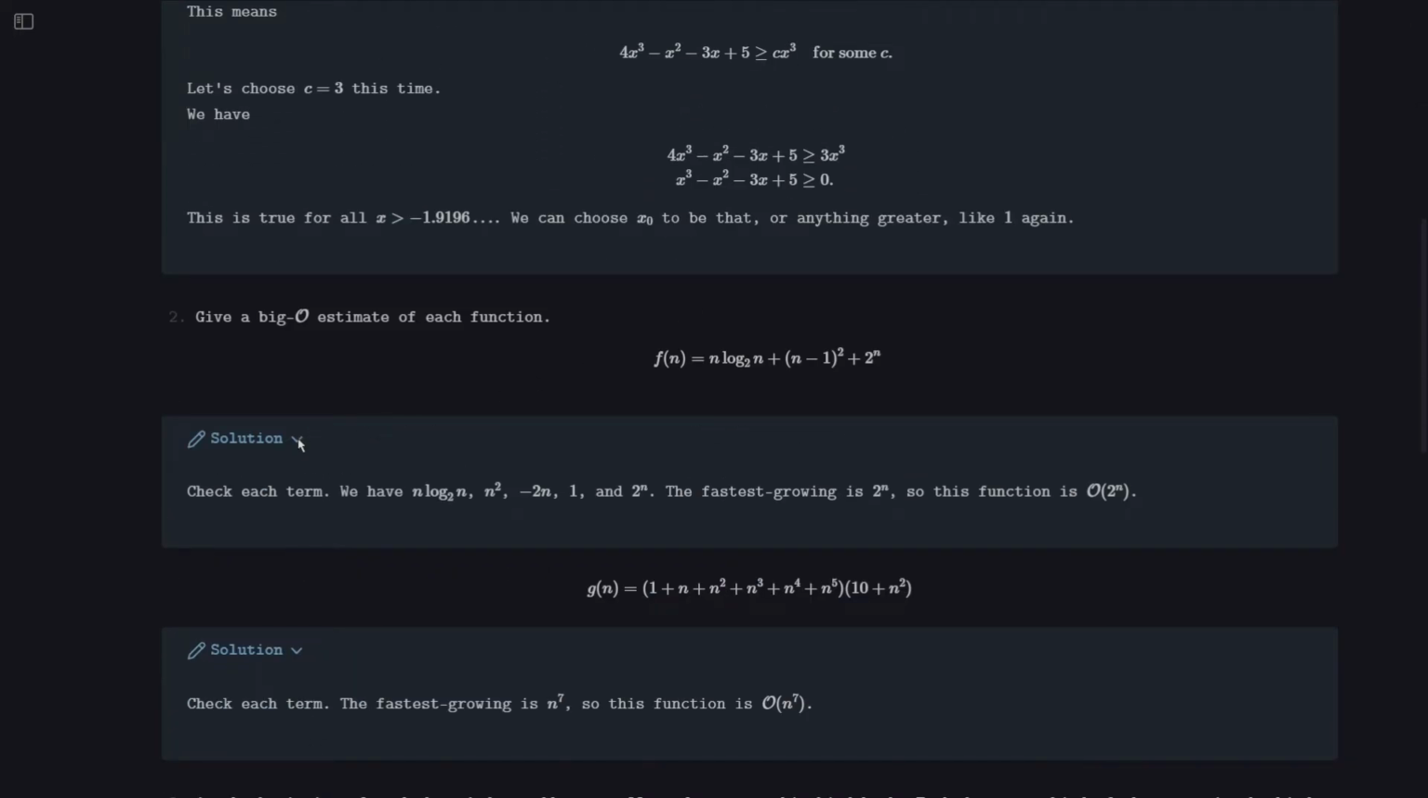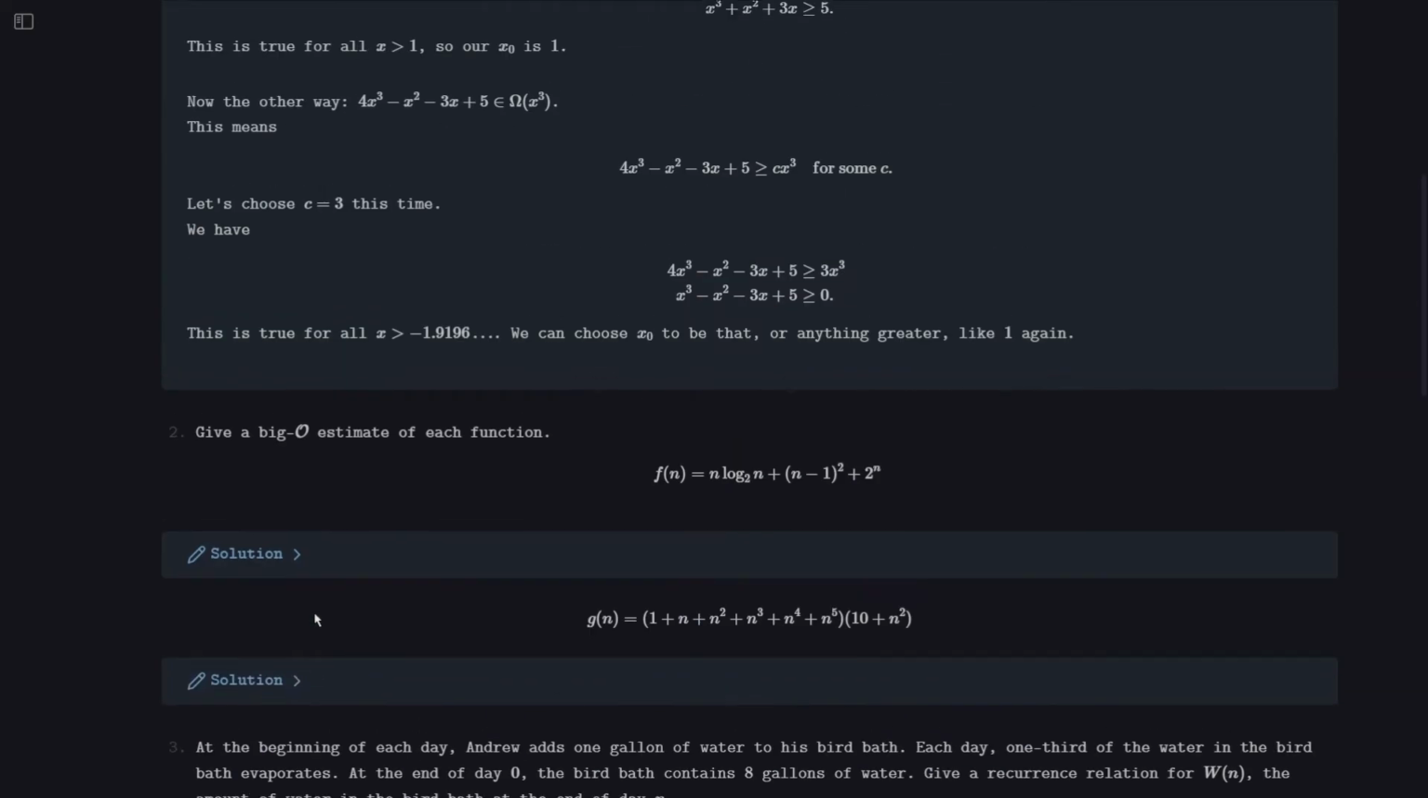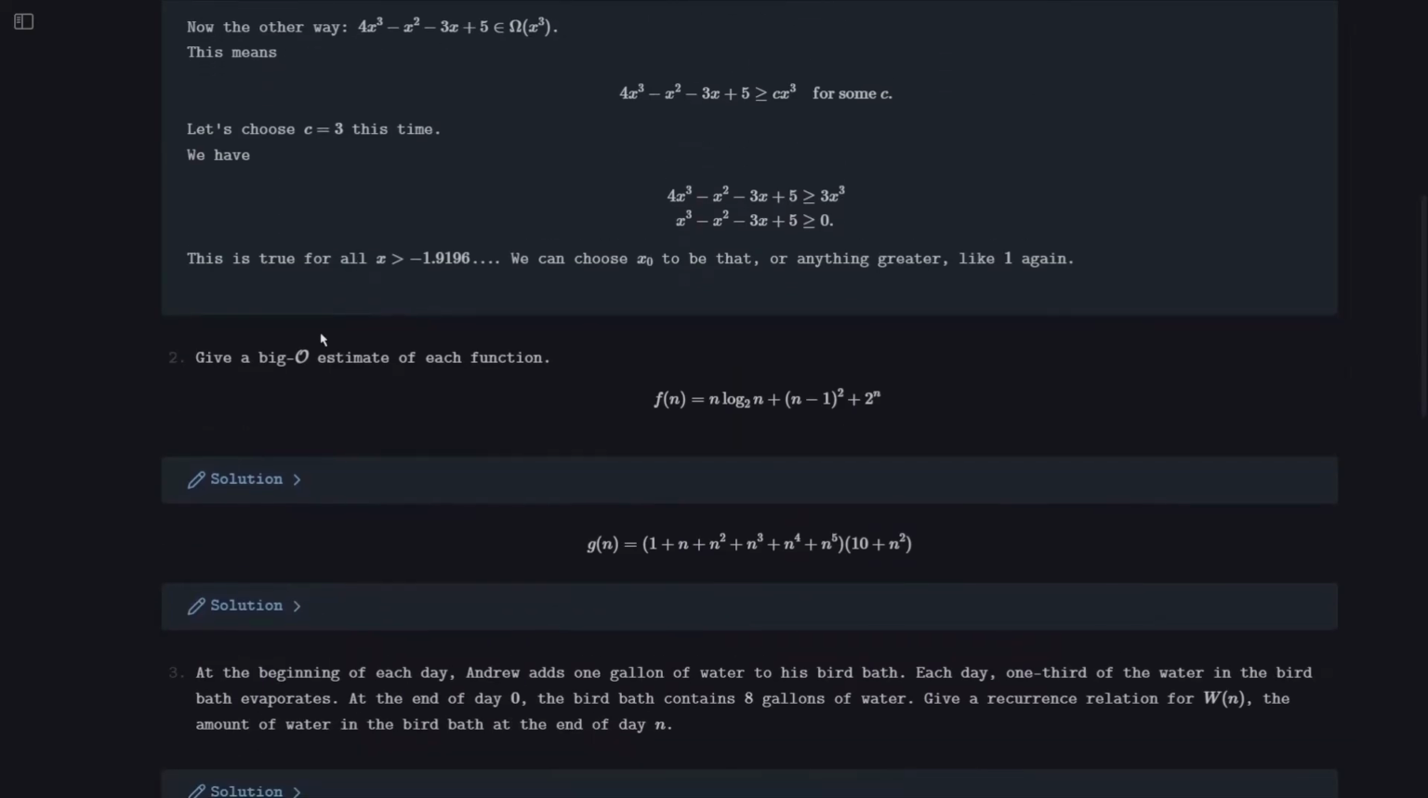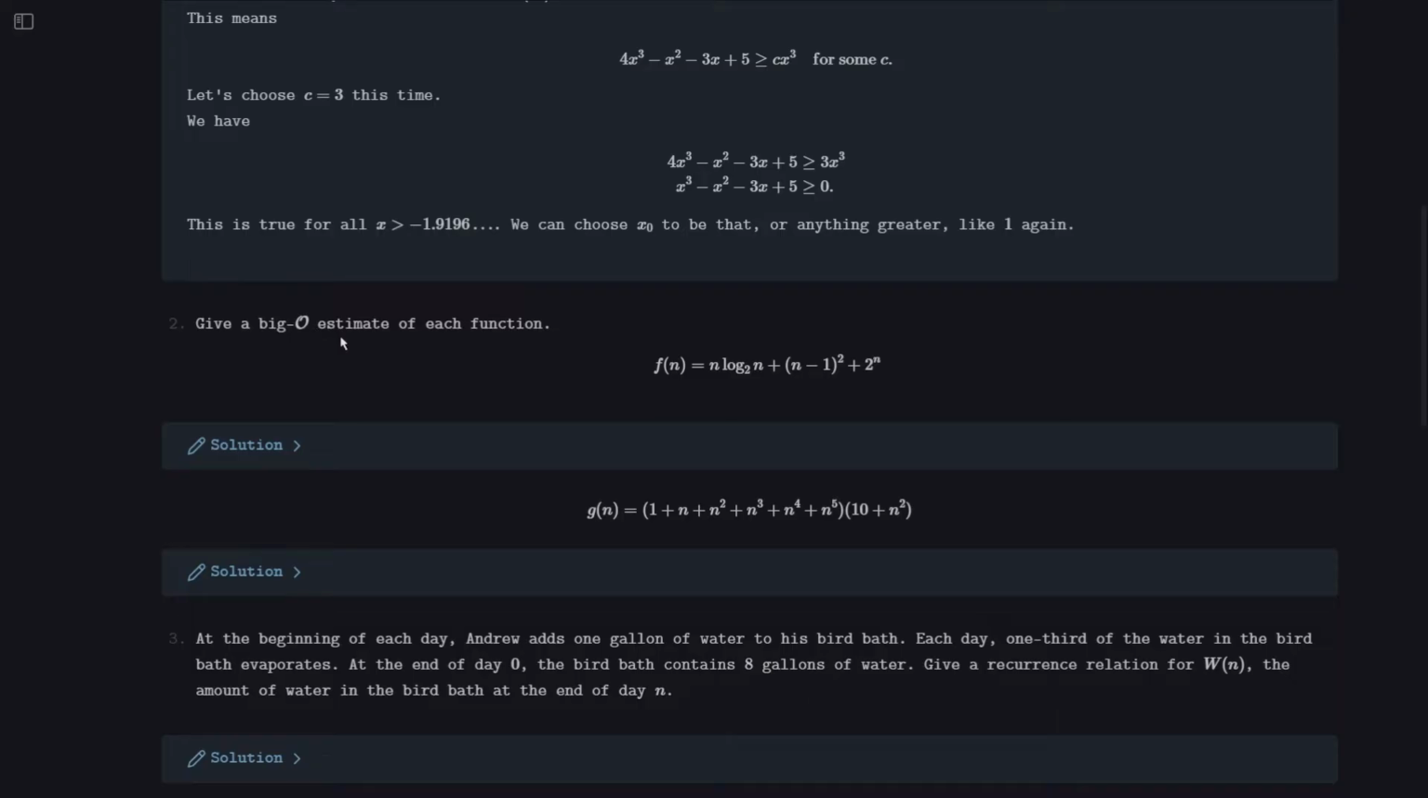Next. Oops, why are these all open? Give a big O estimate of each function. So in the previous question we did a proper, more or less, proof that the function is big O of some other function. But now we just need to give an estimate, which is like simply look at the highest order term and say that the function is big O of that.